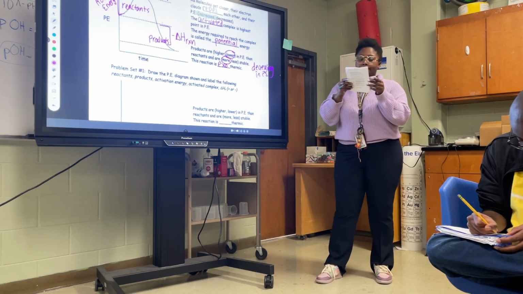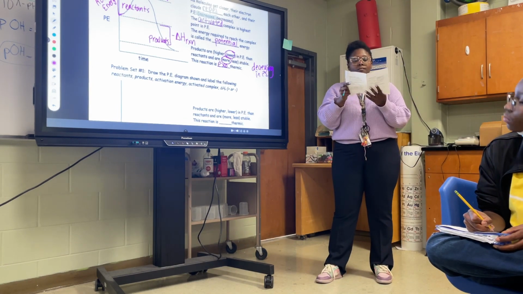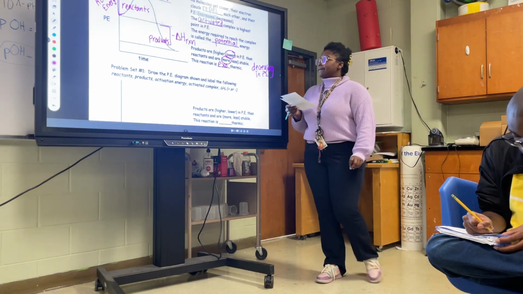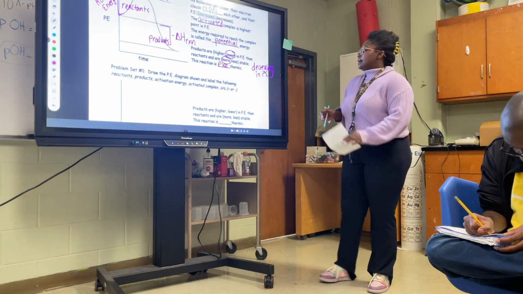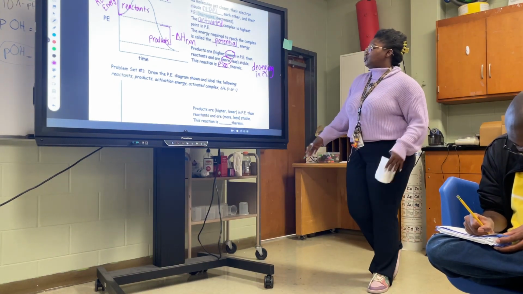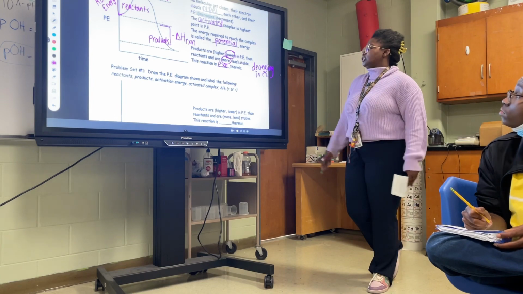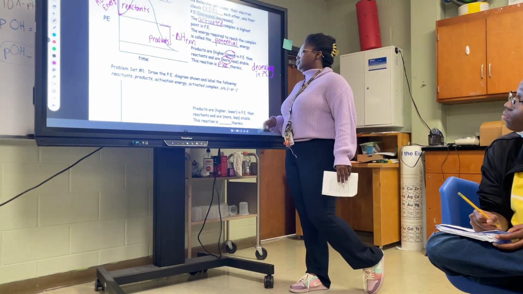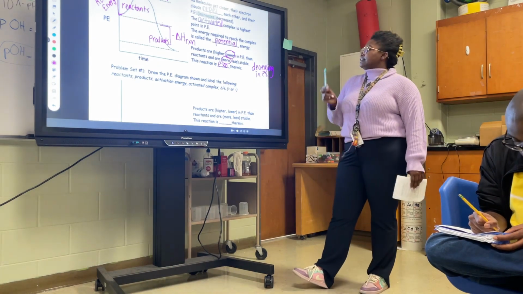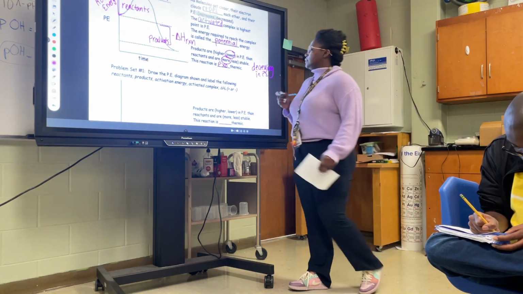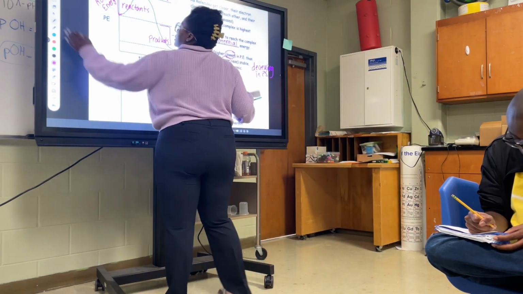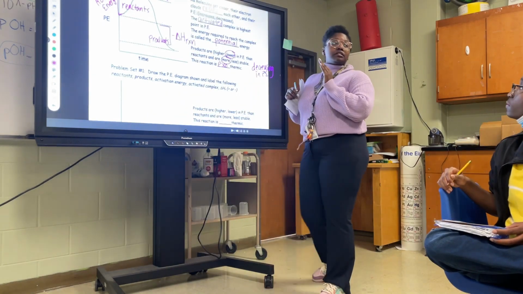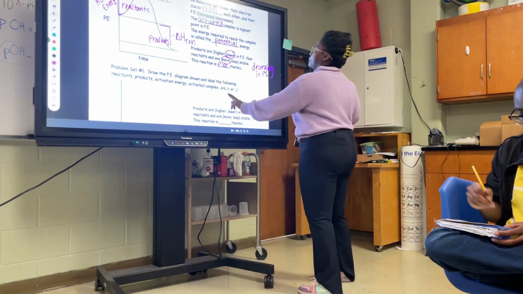All right. Questions so far? Next, it says to draw the potential energy diagram shown and label the following: reactants, products, activation energy, activated complex, delta H, and whether it is positive or negative. Here we go. Everybody have this? Can I move? Okay.